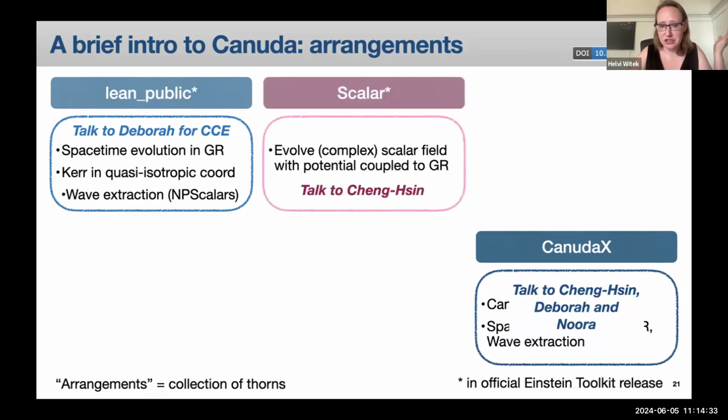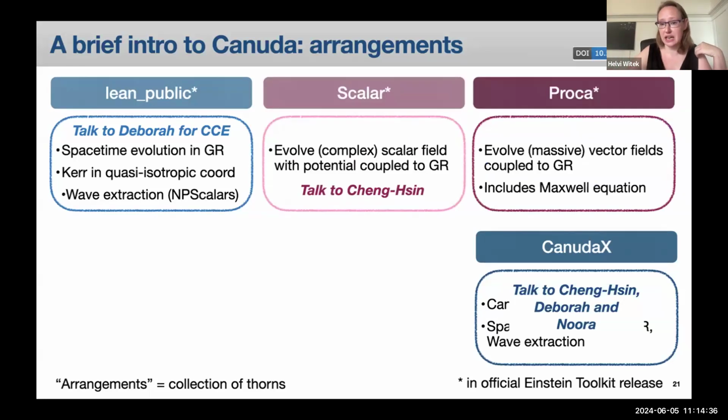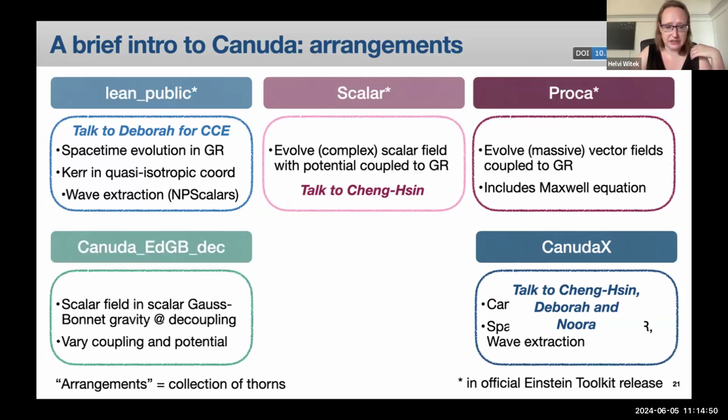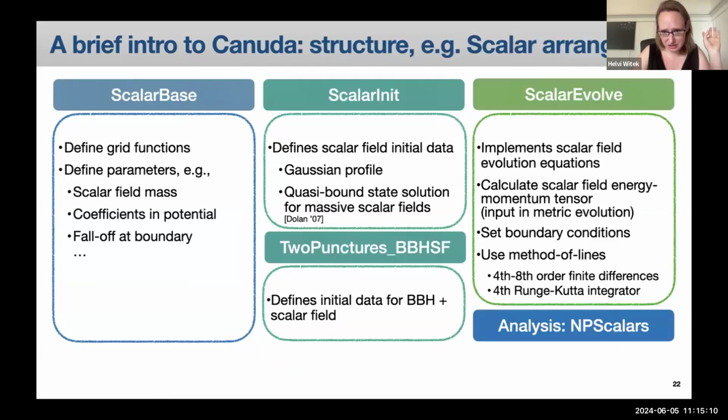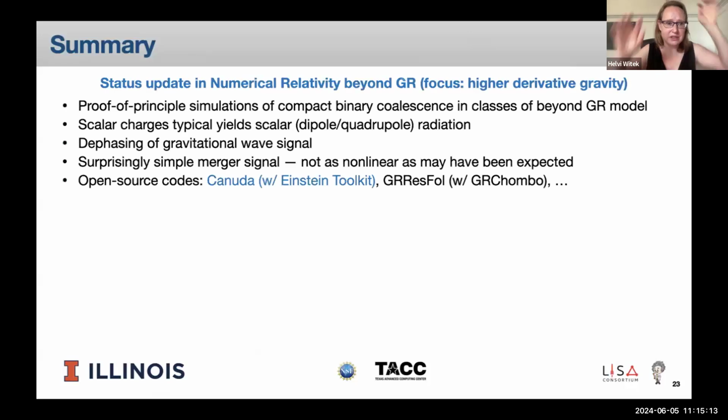We have options to add additional scalar or vector fields to general relativity, and for the scalar fields, talk to Chengqing. And all of these three here with an asterisk are already part of the official Einstein Toolkit. And then the other two for modified gravity, in particular Gauss-Bonnet and dynamical Chern-Simons in the decoupling approximation, are also available. And for Gauss-Bonnet, talk to Nora because she has been extending our current code and is in the room.